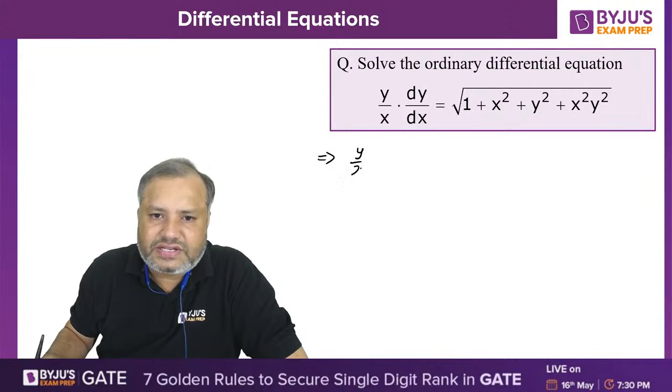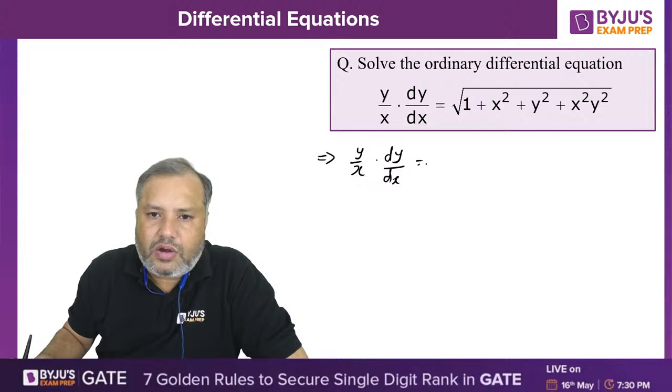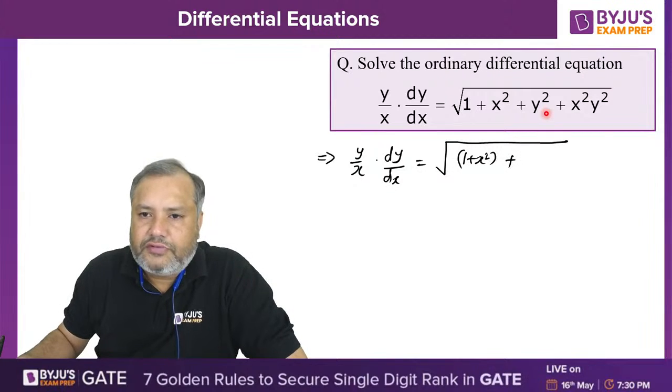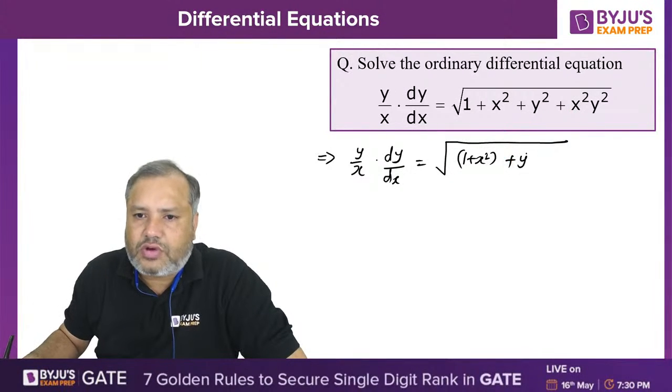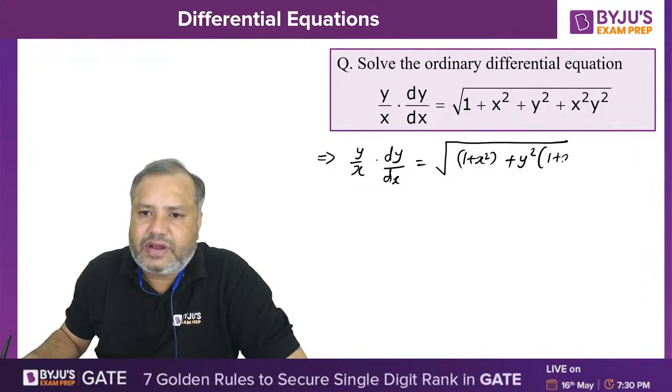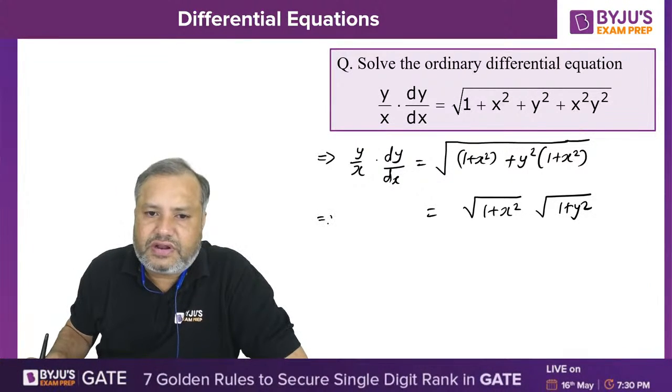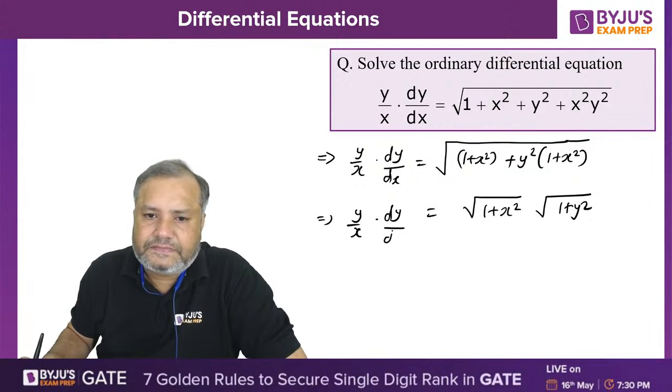So y by x dy by dx as it is, and on the right hand side, we are grouping this 1 plus x square together. From these last two terms I am taking y square common, so again I will be getting 1 plus x square. So on the right hand side we can take 1 plus x square common, so the other part will be 1 plus y square.